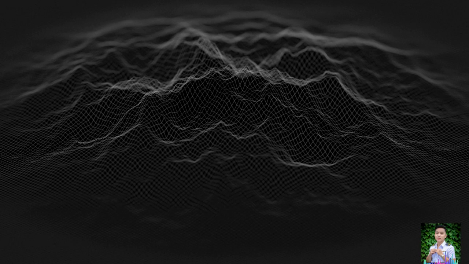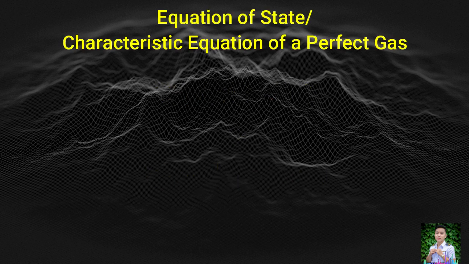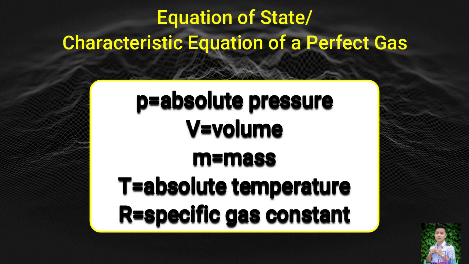So here ends the discussion about Boyle's law and Charles' law. And what if these two will combine or be fused, so to speak? Is it possible? Well, the answer is yes. Now, let us talk about the equation of state or characteristic equation of a perfect gas. This equation gives the relation between absolute pressure, volume, mass, absolute temperature, and gas constant.